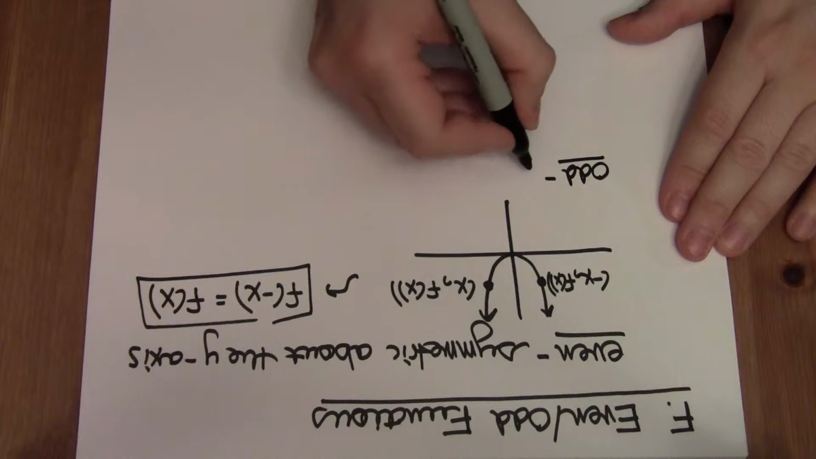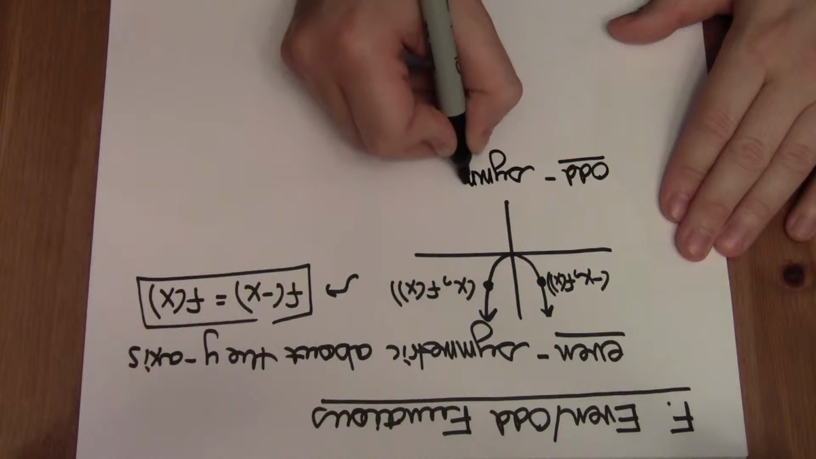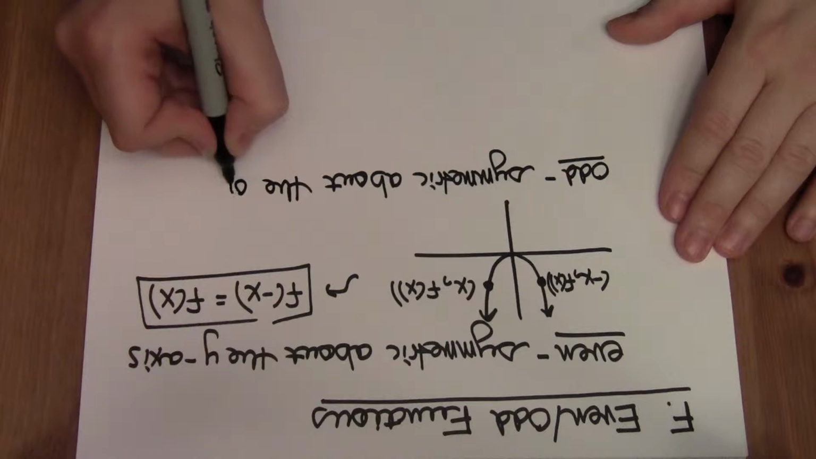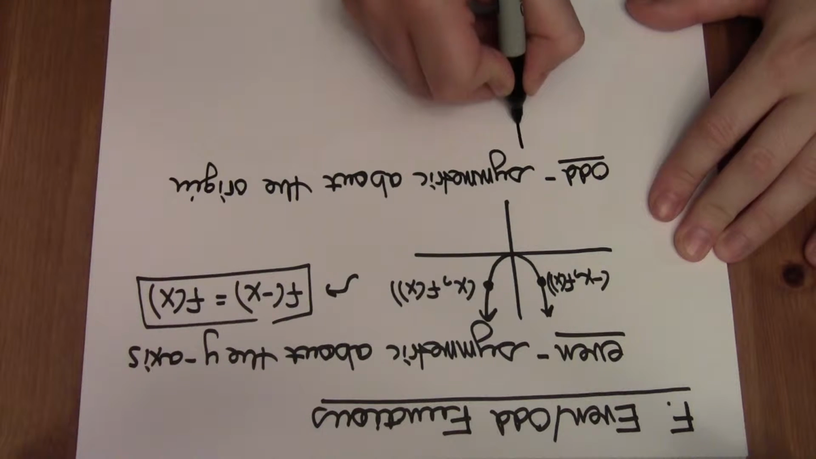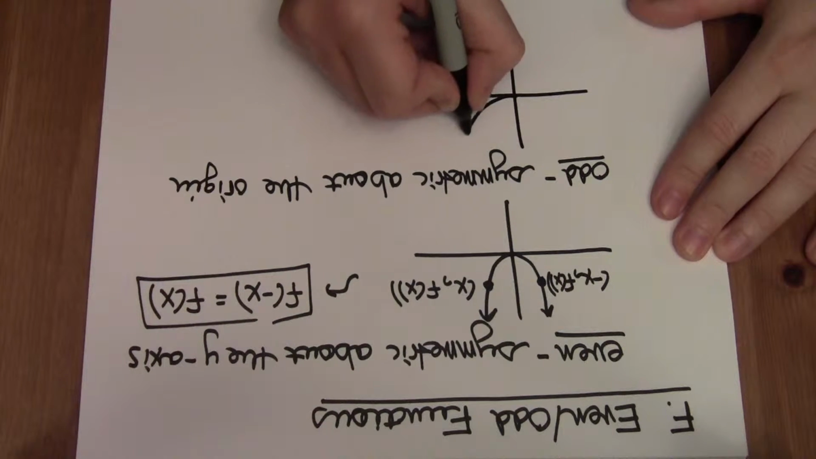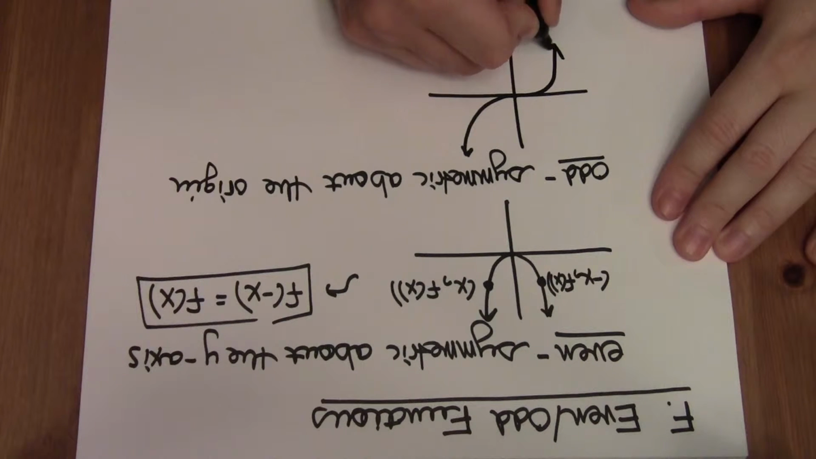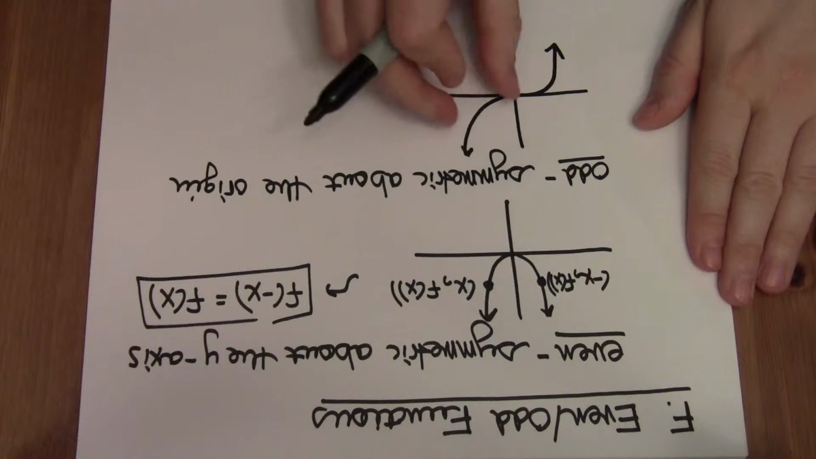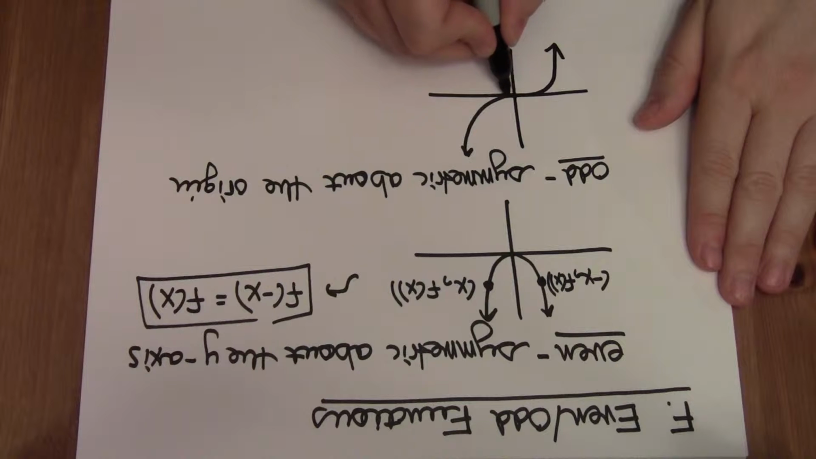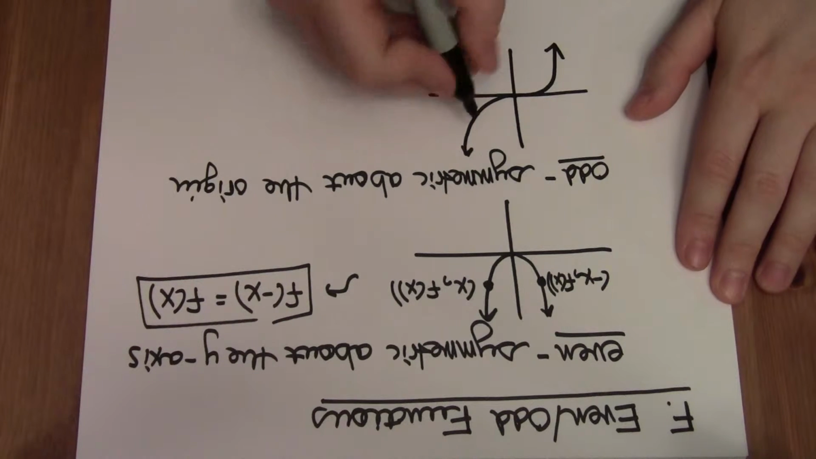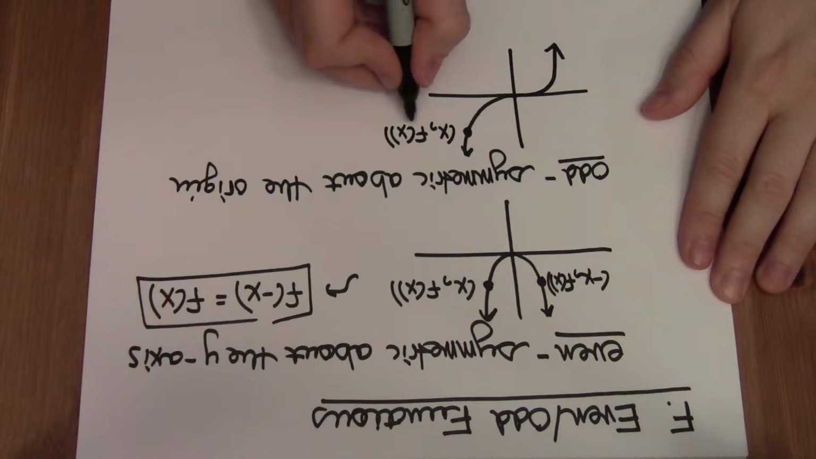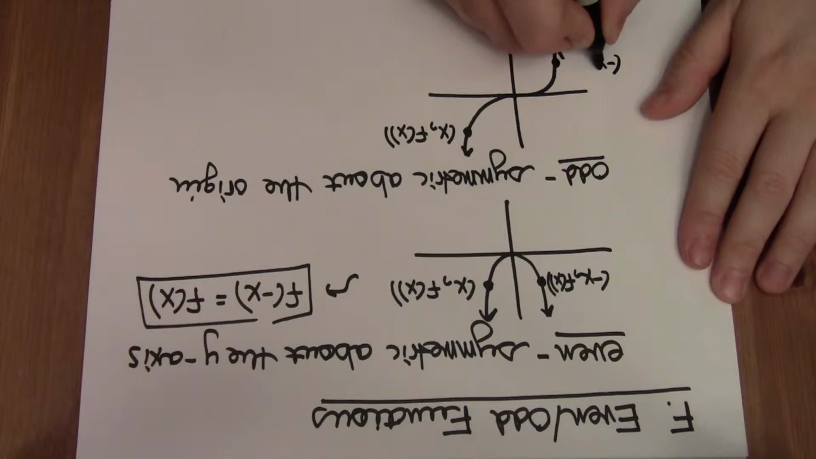Next, an odd function is a function that's symmetric about the origin. An odd function might look something like this. Symmetric about the origin refers to rotational symmetry. If I was to take the graph and rotate it 180 degrees about the origin, then this piece would match up with that piece. If I have the point x, comma f of x on my function, its corresponding point over here would be negative x, comma negative f of x.